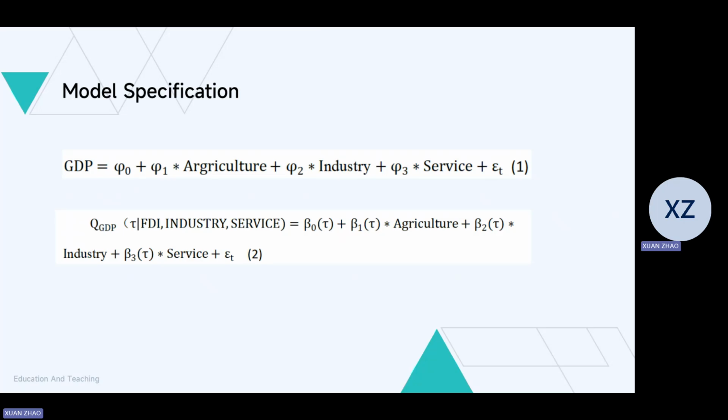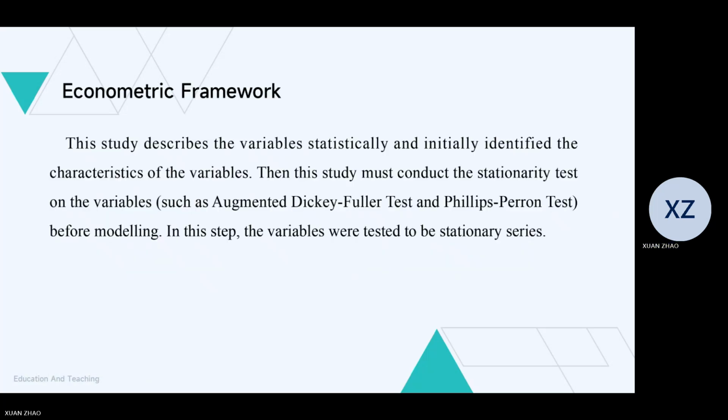The specific model expression is shown in Equation 2, where GDP is the dependent variable, agriculture, industry, and service are independent variables, and beta 1, beta 2, and beta 3 are the coefficients, and beta 0 is the intercept.